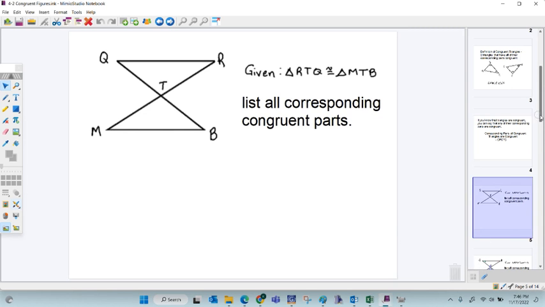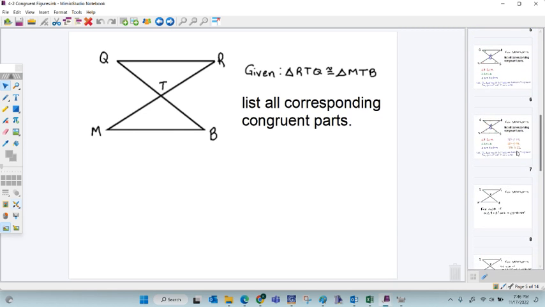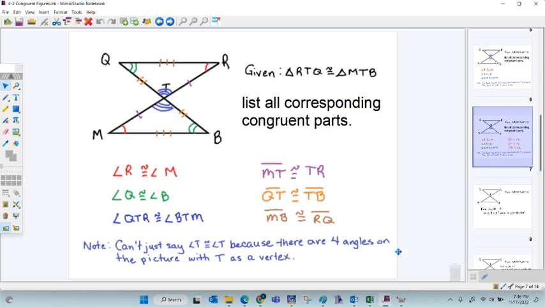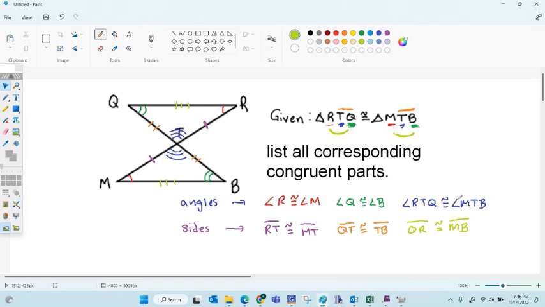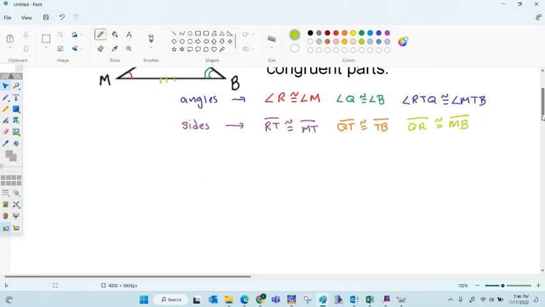Back to here. Okay, I already talked about how you can't just say angle T congruent to angle T. The next thing that we need to look at is if we're given some information and we're given a number of degrees, finding another one. Remember I said yesterday that it's kind of like a puzzle. So let's work on solving this puzzle.